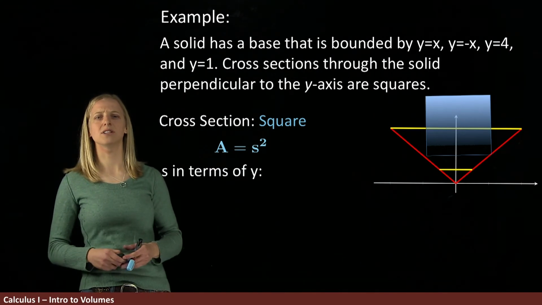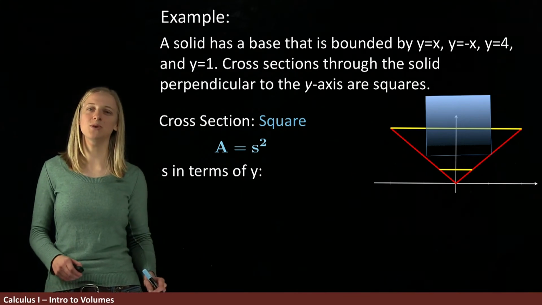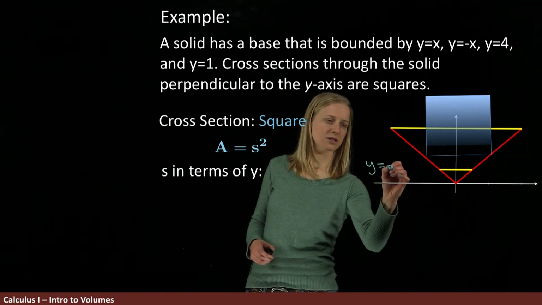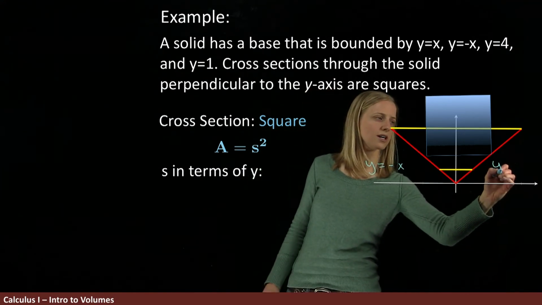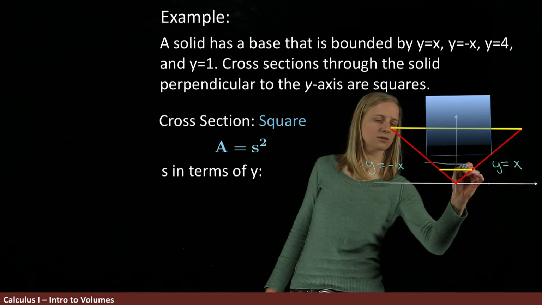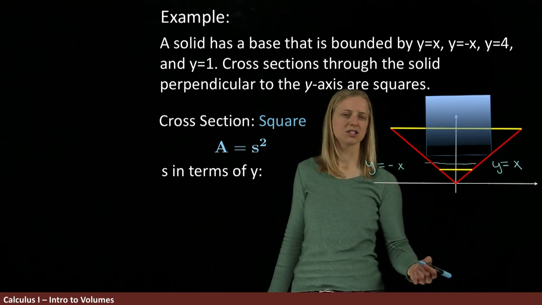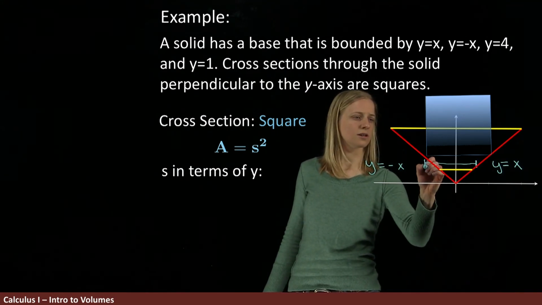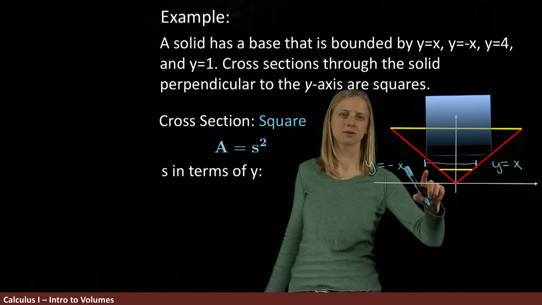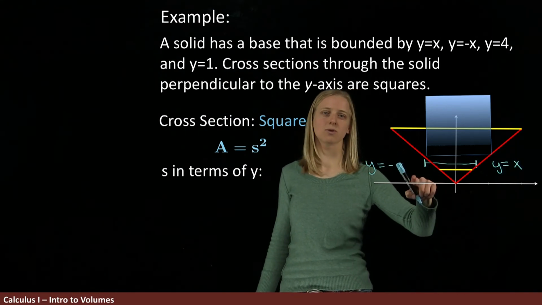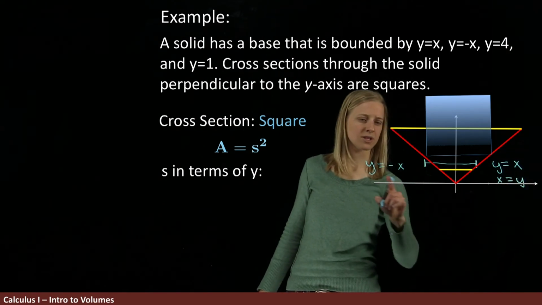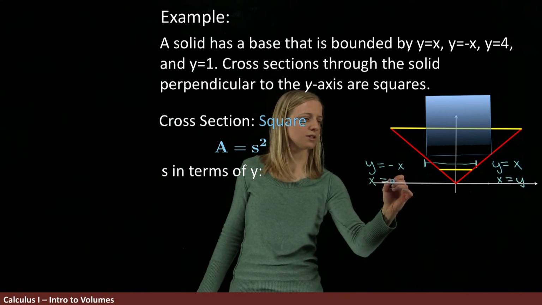So what is s now in terms of y? To determine what s is in terms of y, we're going to go look at the curves. So for instance, this curve is y equals negative x, and this curve over here is y equals positive x. And so now, what is this distance right here? To determine that distance, we're always going to take the right minus the left value. But we want it in terms of y. So again, thinking in terms of y, we have x is equal to y, and over here we have x is equal to negative y.